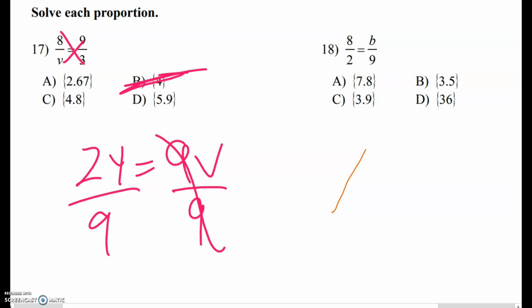Okay. Now, you're allowed to use calculators on your test. So 24 divided by 9, we get 2.67. So my answer is A.